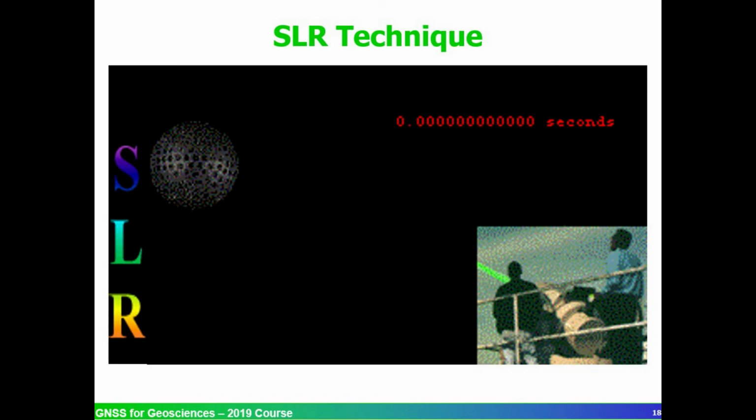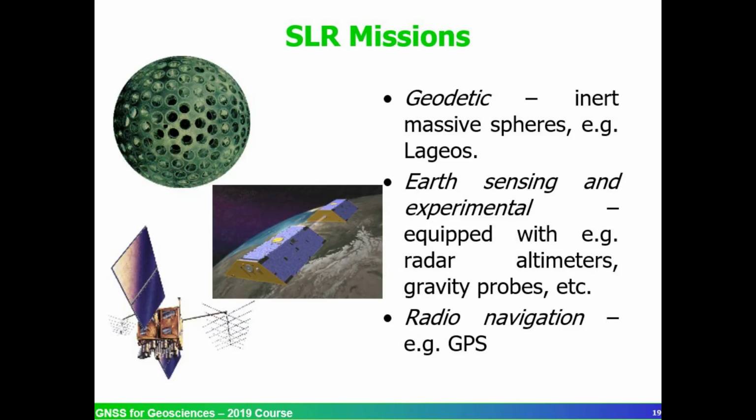The slide shows SLR techniques. Mission SLR: geodetic, inert massive spheres, for example LAGEOS. Earth sounding and experimental, equipped with, for example, radar altimeters, gravity probes, and others. Radio navigation, for example GPS.